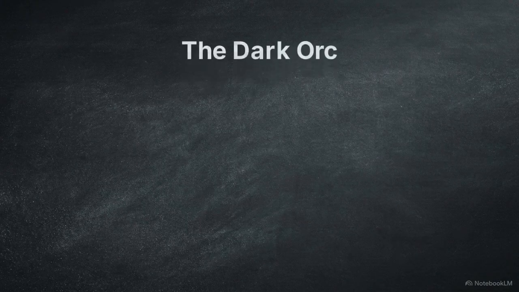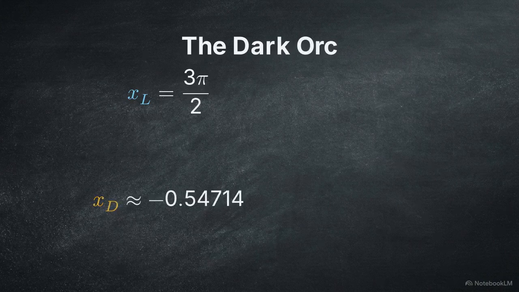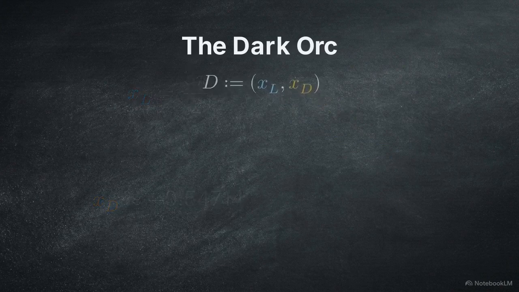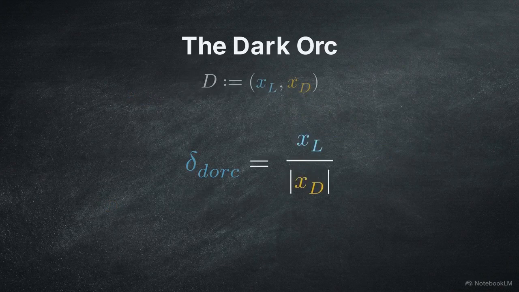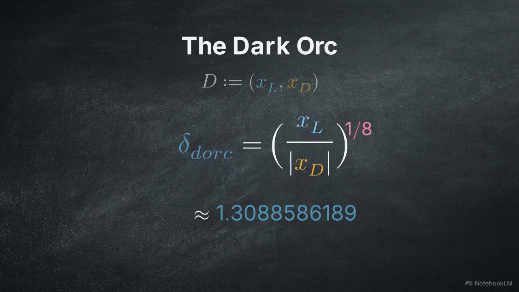This animated diagram illustrates the dorc. It is defined by taking our principal light root, 3 pi over 2, and pairing it with the unique dark root we just proved, creating the formal ordered pair, d. From this pairing, Charmley and Konrad construct the dorc constant. They take the ratio of the light root over the absolute value of the dark root and raise the entire quantity to the power of 1/8.